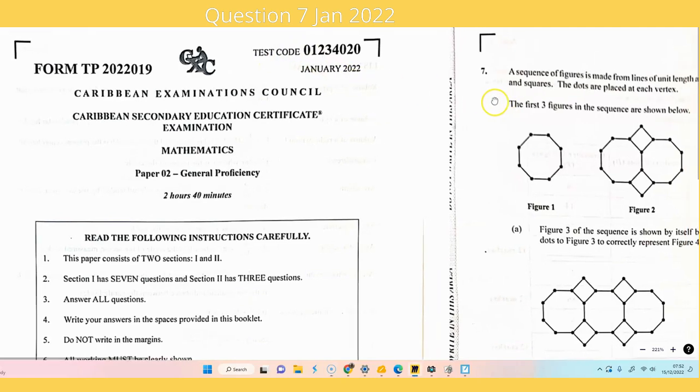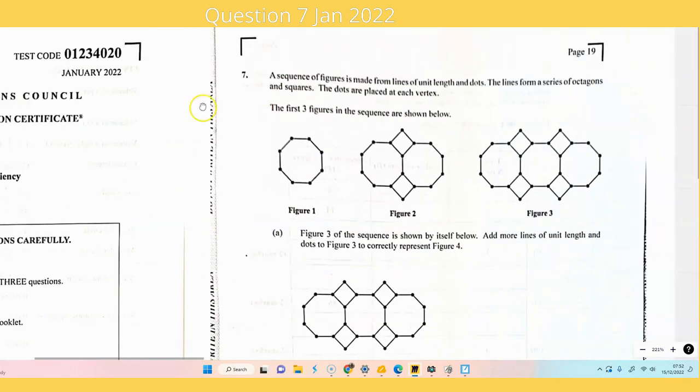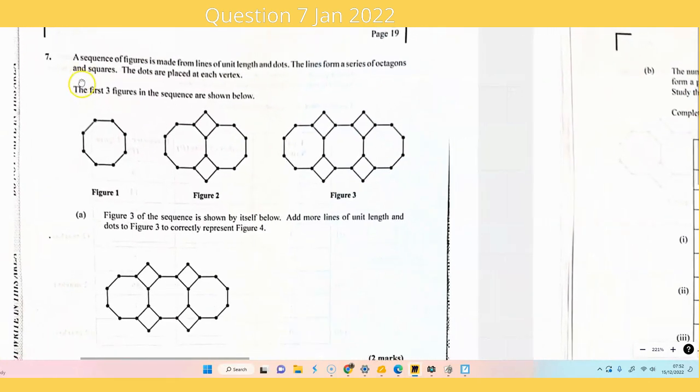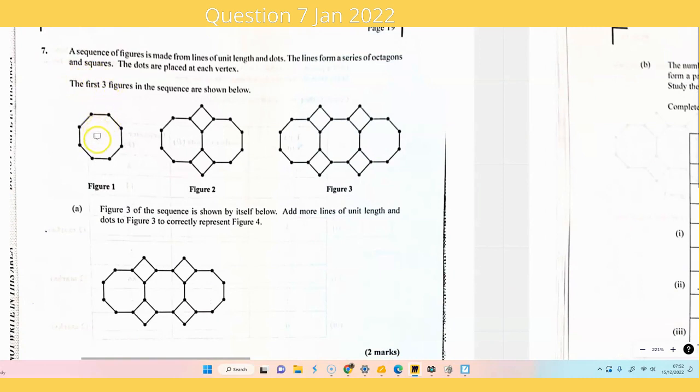Okay, so we're going to look at question 7. And this question relates to sequences. A sequence of figures is made from lines of unit lengths and dots. The lines form a series of octagons and squares, and the dots are placed at each vertex. So we have figure 1, figure 2, and figure 3, and you are required to use information about figure 3 to correctly draw figure 4.